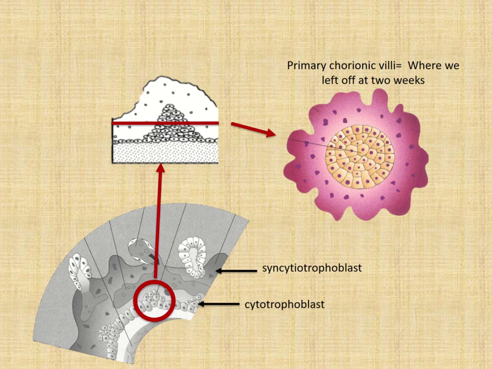Okay. And so they're referred to as primary chorionic villi early on, when you just have, this is a cross-section of a villus, where you just have the syncytial trophoblast surrounding a cytotrophoblastic core, and that's what it would look like in cross-section. So this is the big picture, this is closer up, and this is the closest up in cross-section. And that's a primary chorionic villus.